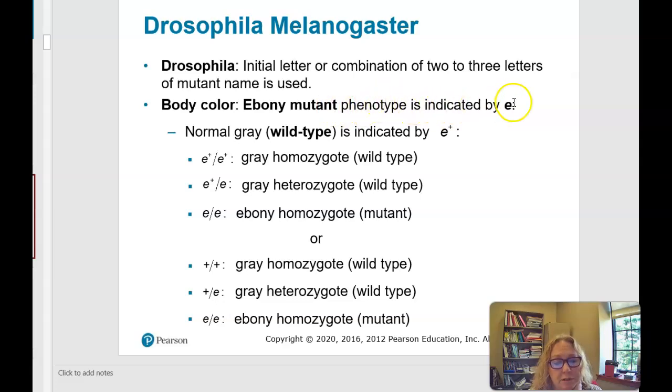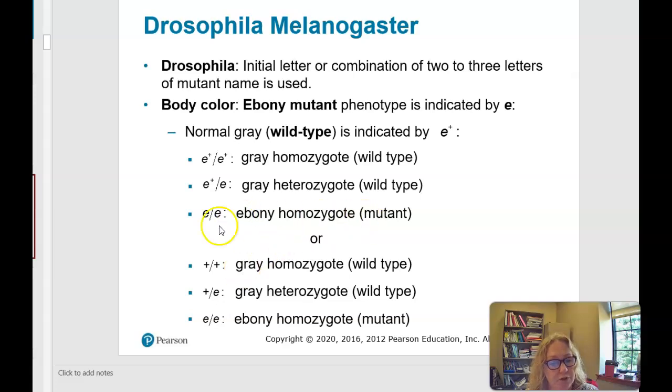Ebony mutant is e. Normal wild type is e+. So this is the normal wild type of the fly. Then you get a heterozygous. Phenotypically, still wild type. Genotypically, this one is both a wild type and a mutant.